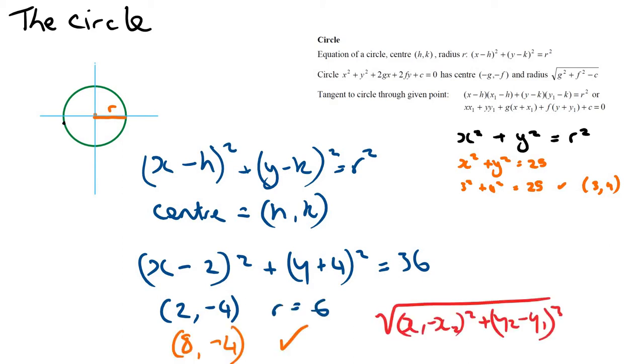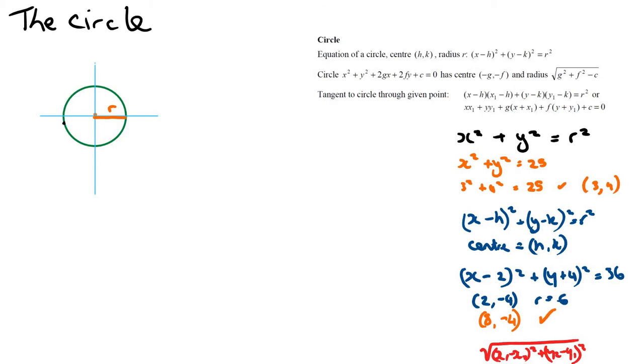So the distance formula is equal to the difference between the x's squared plus the difference between the y's squared, and the square root of that sum. So it's going to be 8 minus 2, which is 6, squared, plus minus 4 plus 4, which is 0, squared, and the square root of that is 6. So it's equal to 6, so that's our radius. Hence, that point is on the circle.